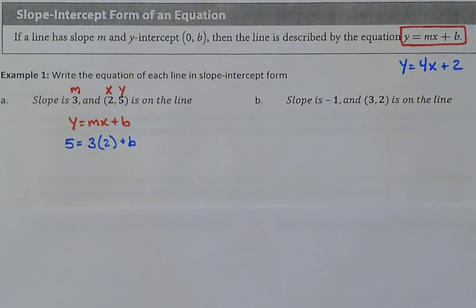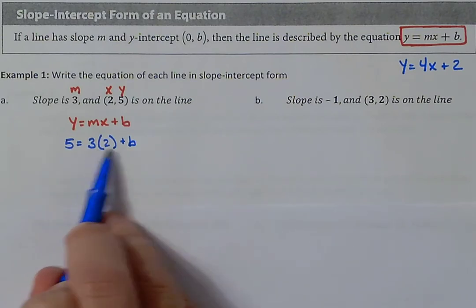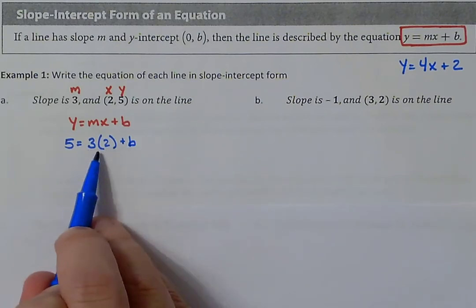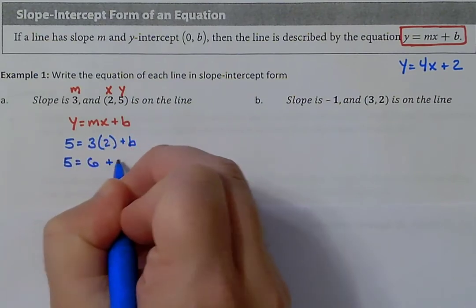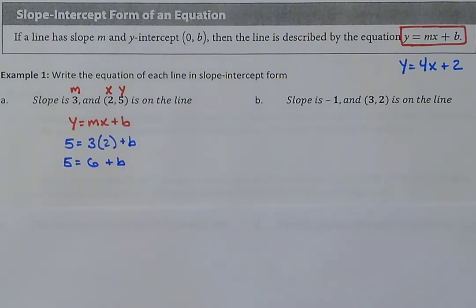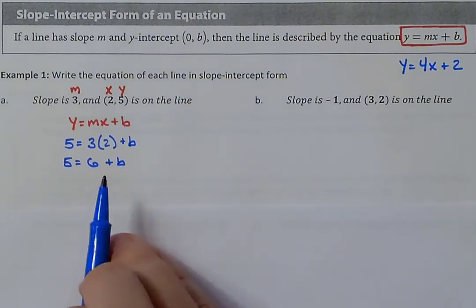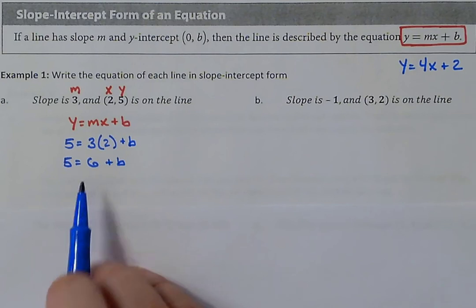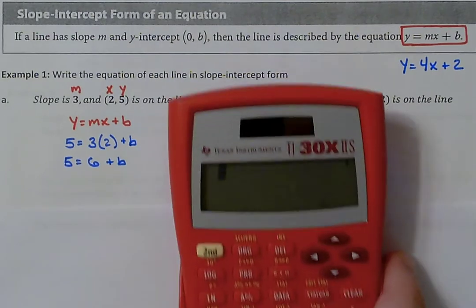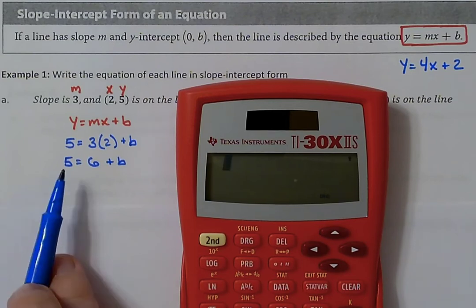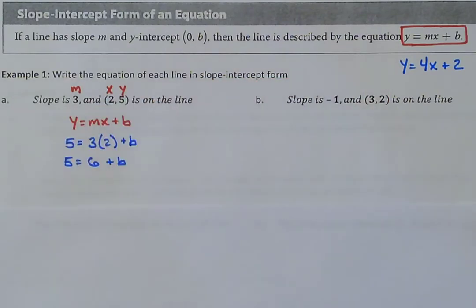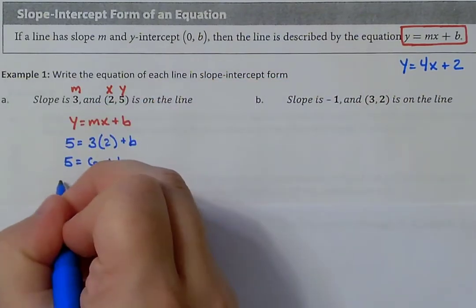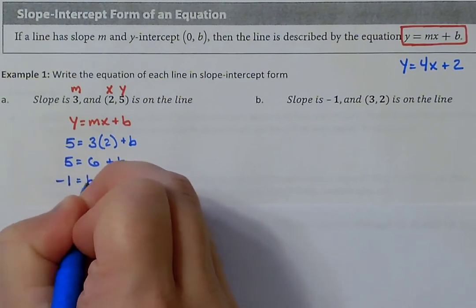Now, all we need to do is solve for b. If I have 5 equals 3 times 2 plus b, I need to multiply these together first. So we have 5 equals 6 plus b. And then we just have to solve for b. So that means you're going to take the number that's with b, this 6 plus b, and we're going to subtract it to the other side. So we're going to take 5 and subtract it by 6, and I get -1. So my b value in this case is -1. So -1 equals b.